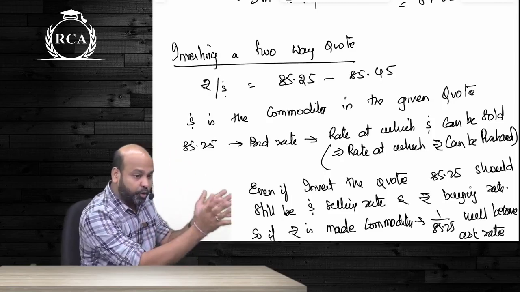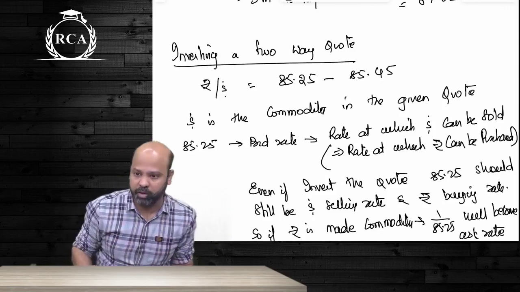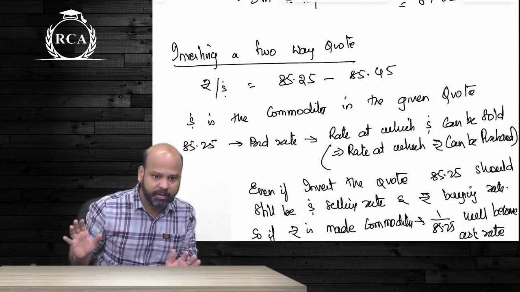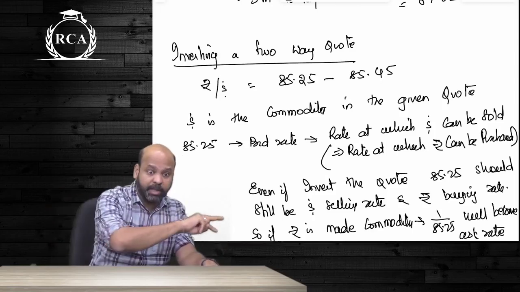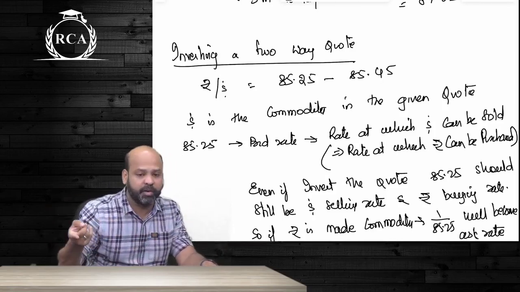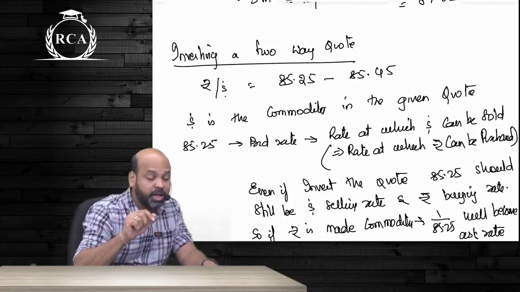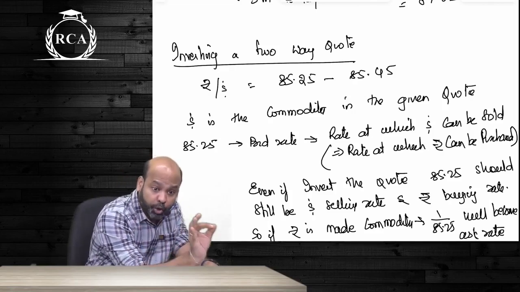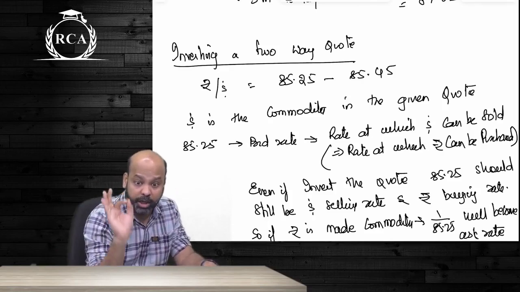See, if I want to sell rupees, that means I'm buying dollars. Dollar is commodity, I'm picking up ask rate. End of discussion. Now don't go back and say that we are inverting the quote, that is why bid rate will be applicable. When will you use this concept? If you're actually computing a cross currency rate, only then you're supposed to use this concept.